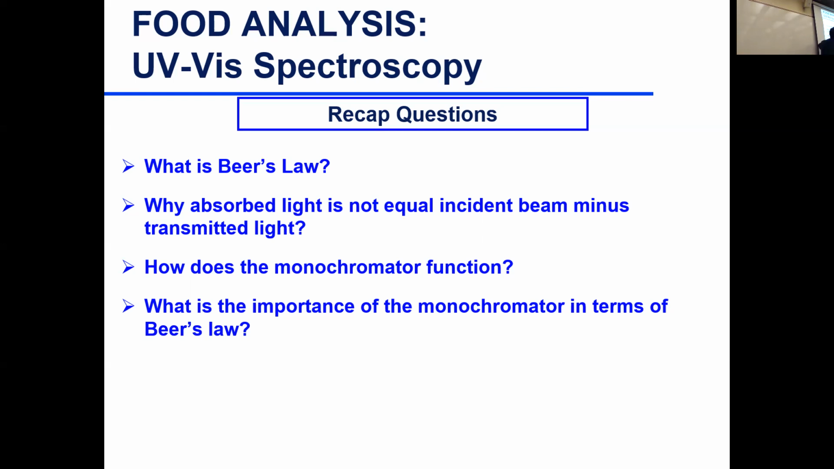What is the importance of the monochromator in terms of Beer's law, Valerie? It's needed for the quantification. Yes. So can you elaborate a little bit on that? Or anyone else can elaborate? You're correct, but can you elaborate? Yes, because you can only have one wavelength for Beer's law. Exactly. So for Beer's law to be obeyed, we need to have a singular wavelength because the absorptivity differs at each wavelength. So then we won't be able to follow the linear relationship of Beer's law.